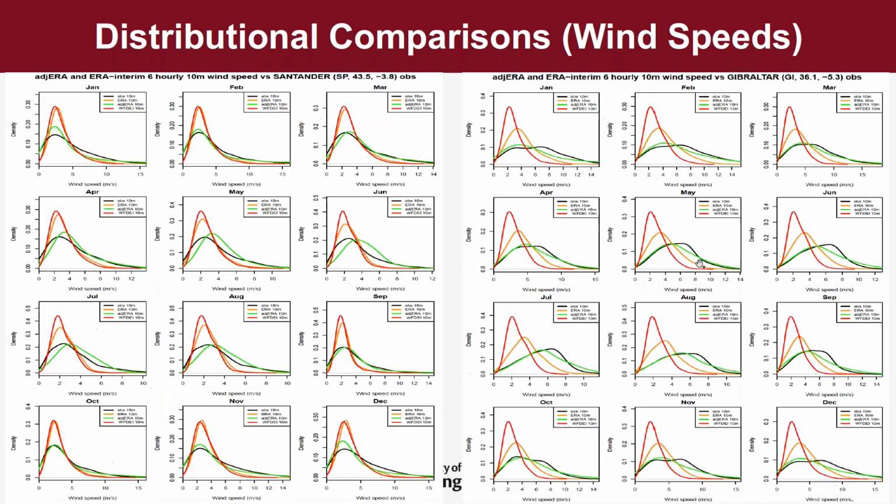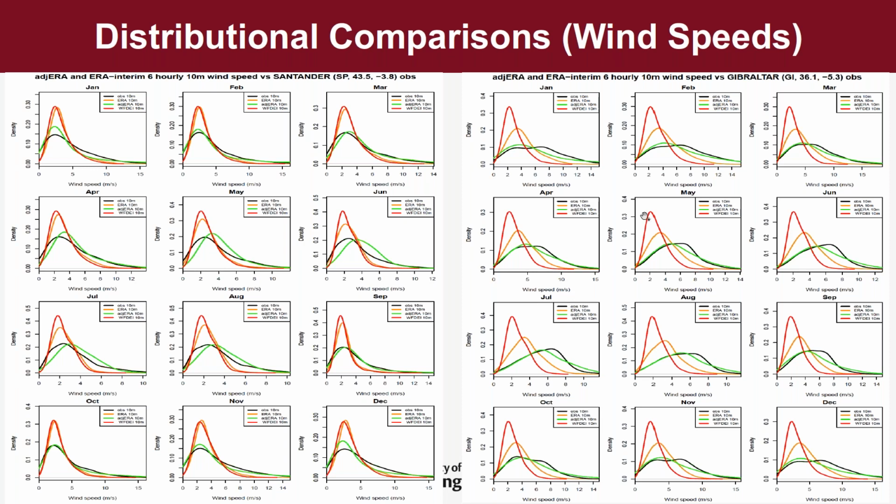If we look at other parts of Spain here, you can see that was a much windier part of Spain in the northwest. This is a less windy part in Santander in the north near the French border. And here you can see again the observations in black. The green line, the adjusted ERA, is moving towards them, but not always perfectly, but moving towards them. And here WFDEI is much closer to the unadjusted ERA interim.